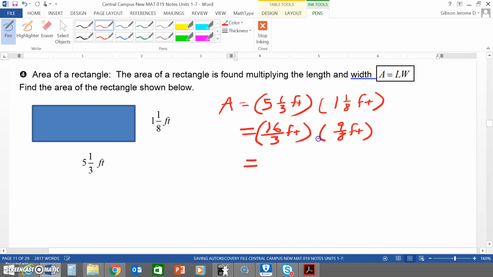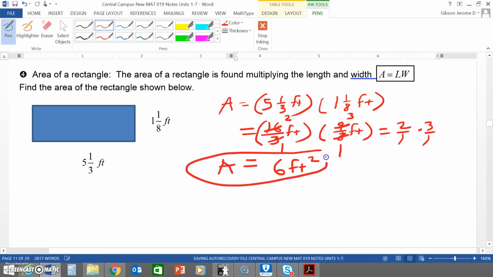Now we can simplify before we multiply. 16 and 8 both have 8 in common. 8 goes into 8 once. 8 goes into 16 twice. And then 3 and 9 have 3 in common. 3 goes into 3 once. 3 goes into 9 3 times. So your new fractions would be 2 over 1 times 3 over 1, which would just give us 6. And then feet times feet is feet squared. So the area would be 6 square feet.